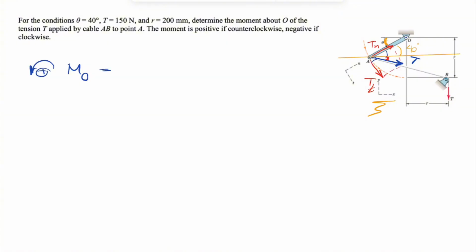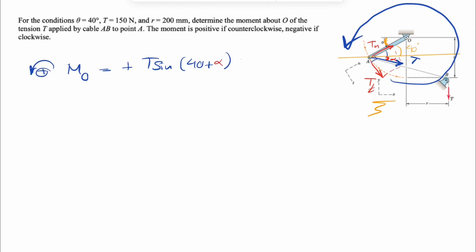And finding the moment is pretty easy, so our moment would be counterclockwise as always. And if you look at the T component, we'll see that the moment is going to be counterclockwise, so it will be positive. And we can see that Tt would be T sine of that angle, which we can call for now 40 plus that little red part. Let's just call it alpha. And that would be our force.